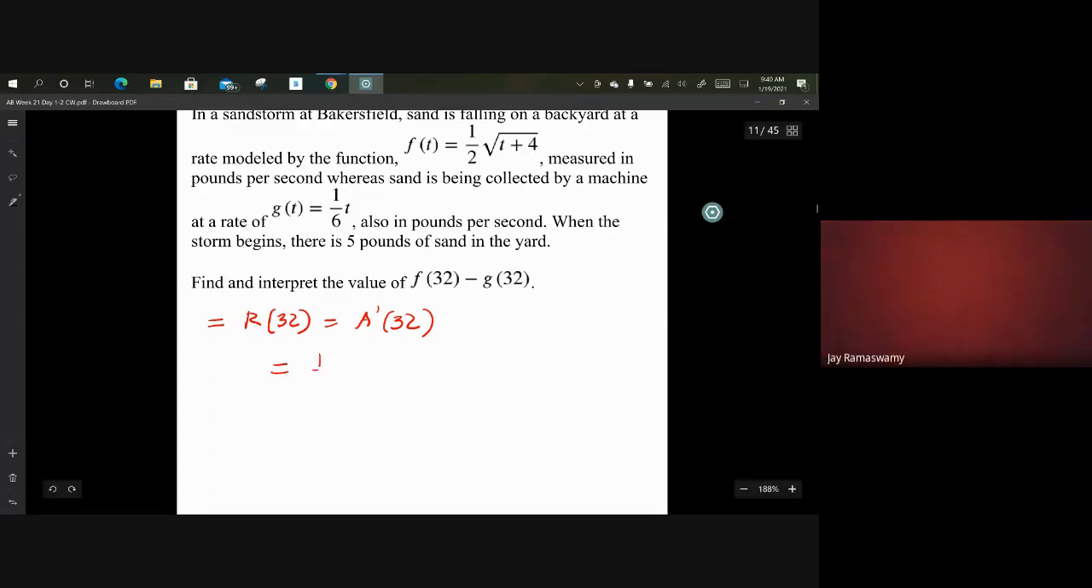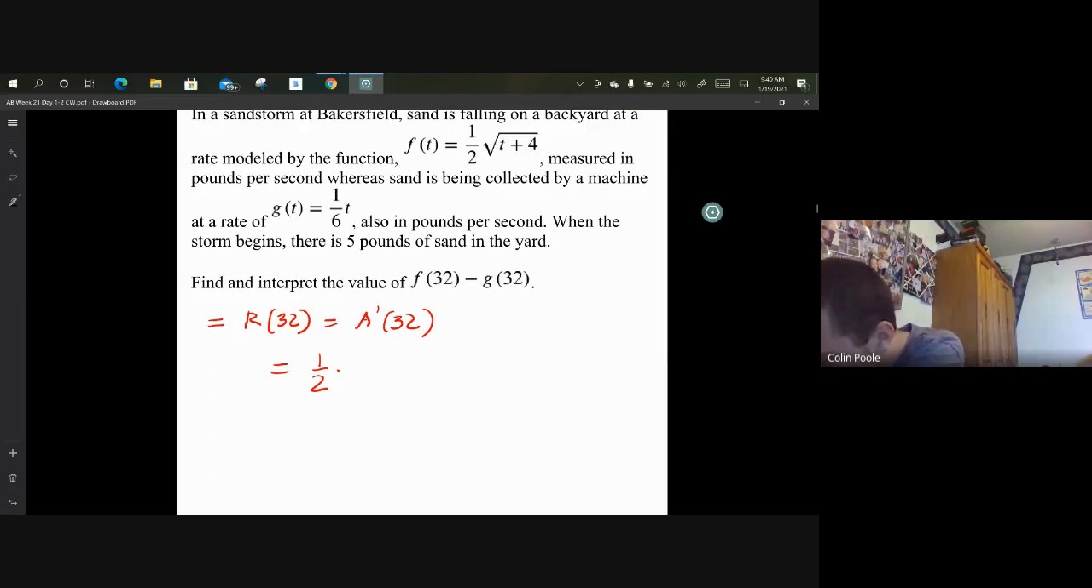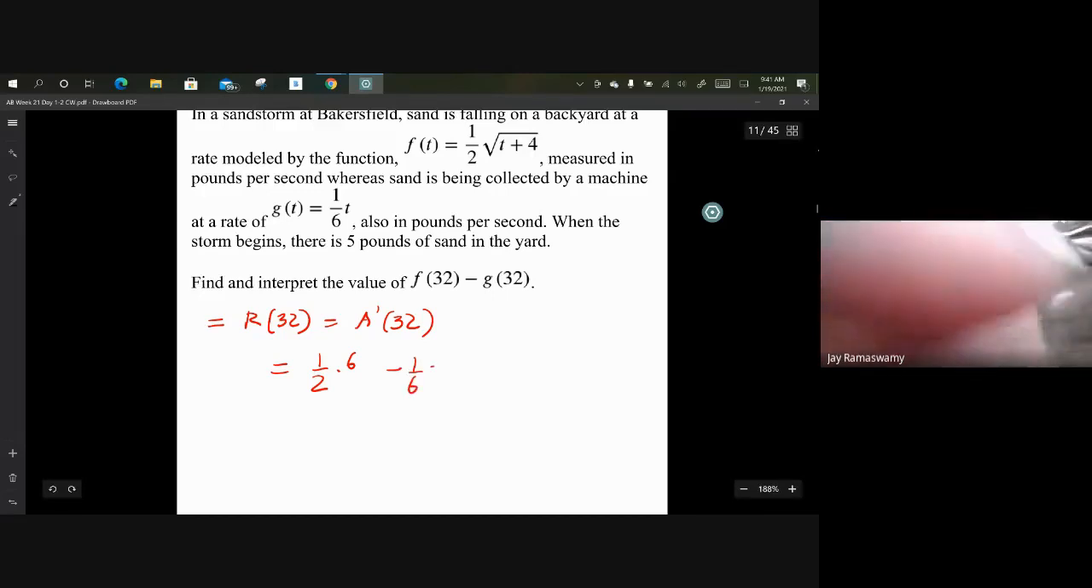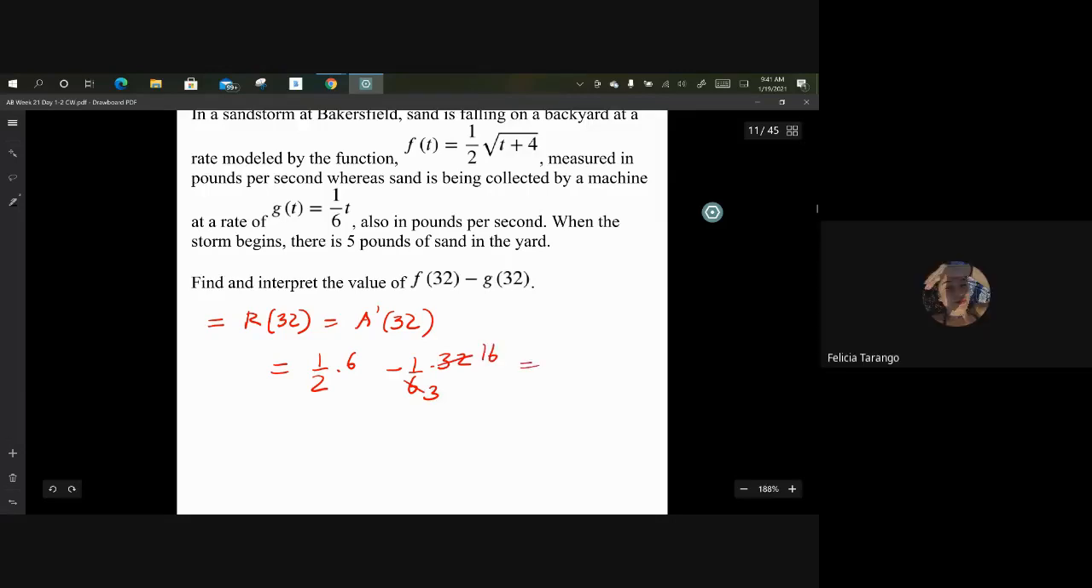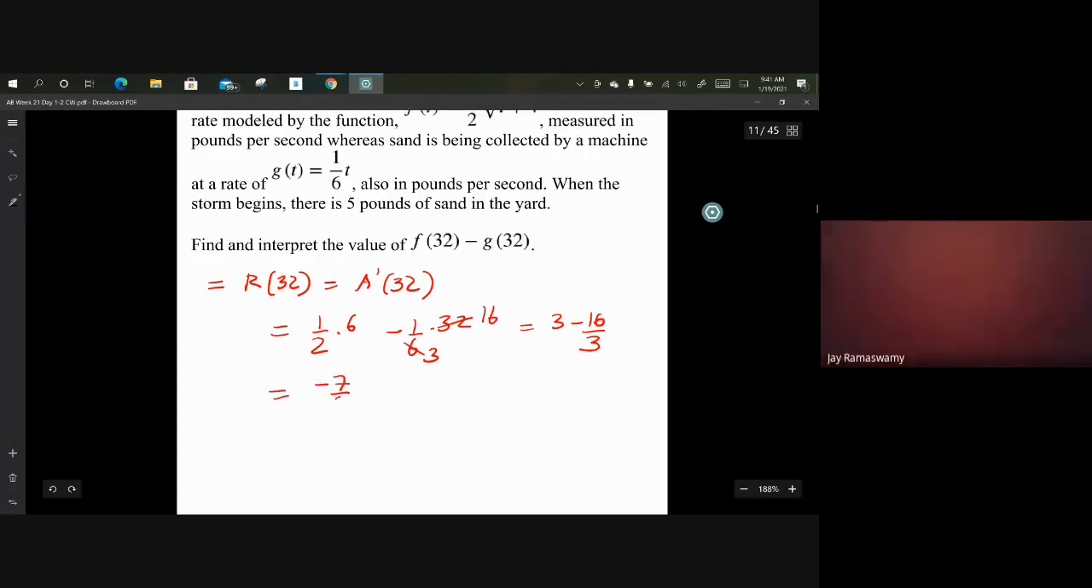We can do a little bit of mental math. 1/2 of what's 32 plus 4? 36. So what does it become? 6, because square root, silly. It's a square root. Minus 1/6 of 32. 2 goes 3 times, 2 goes 16 times. Final answer? -7/3. Look at your units.